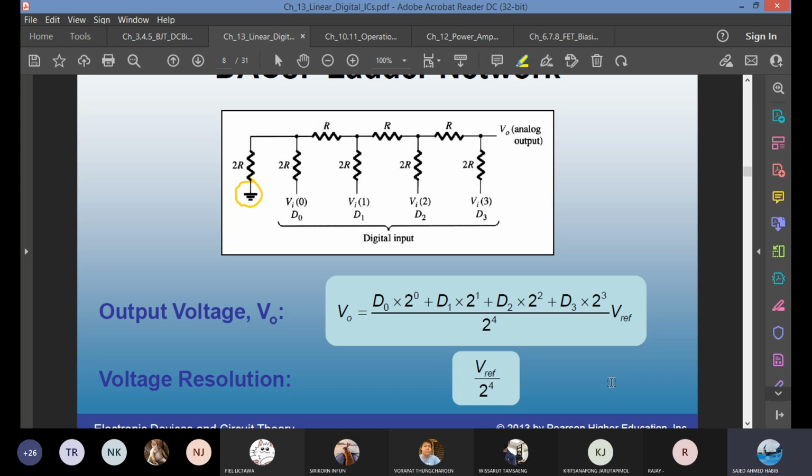The voltage resolution is given by reference voltage divided by 2 power n. N is the number of stages. The more stages you have, the finer the voltage you can see when the digital goes from one stage to the next stage. If you do not want to be that precise, you don't need so many stages.